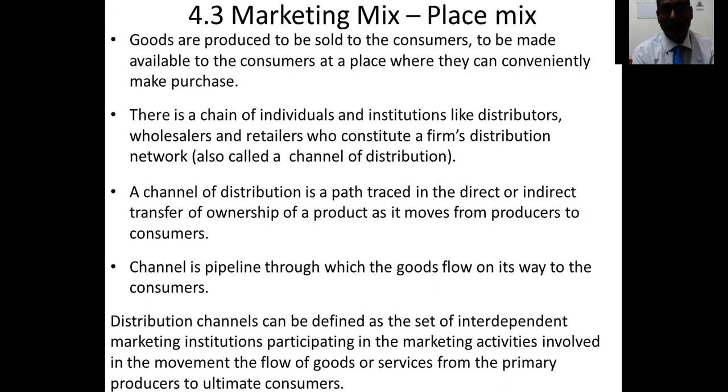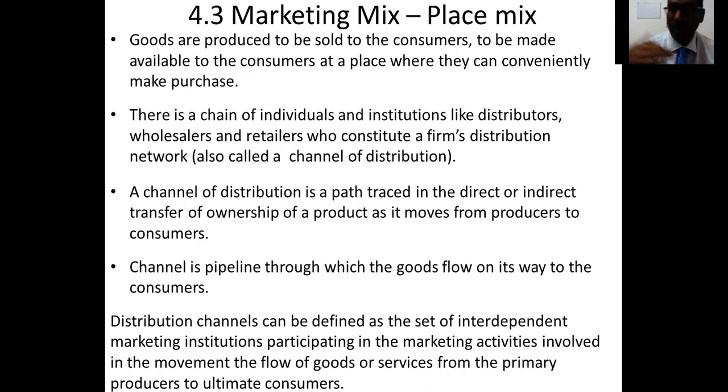Then the last one is the marketing mix, place mix. Goods are produced to be sold to the consumers, to be made available to the consumers at the place where they can conveniently make purchases. So there is a chain of individuals and institutions like distributors, wholesalers, and retailers who constitute a firm's distribution network, also called a channel of distribution. A channel of distribution is a path traced in a direct or indirect transfer of ownership of a product as it moves from producer to consumers.